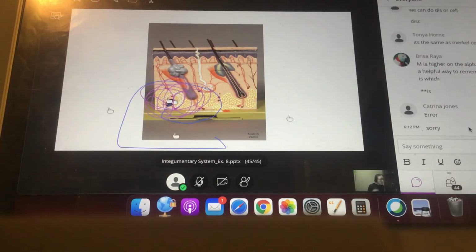And then you already know the epidermis and the dermis. Remember, this whole thing here is the dermis. Okay, that's it. Do you guys see where I'm going with this?